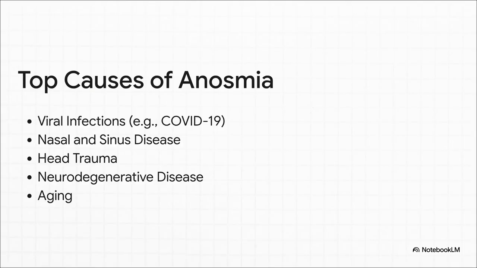So what can go wrong? Well, pretty much anything that blocks the air from getting to those receptors. Think nasal polyps or sinus disease. A virus like COVID-19 can come in and directly damage the receptor cells themselves. Head trauma can actually shear off those delicate nerve fibers as they pass through the bone. And this is critical. In neurodegenerative diseases like Parkinson's, the abnormal proteins can show up first in the olfactory bulb, making the loss of smell a very early clue, sometimes before any tremors start.